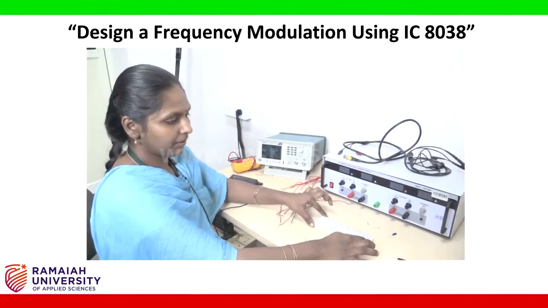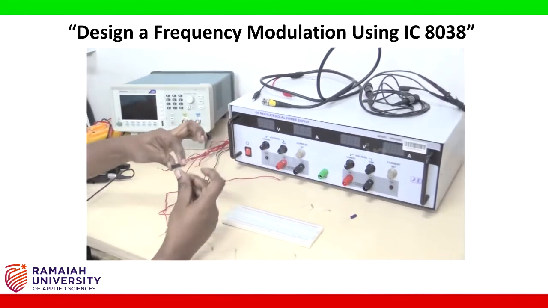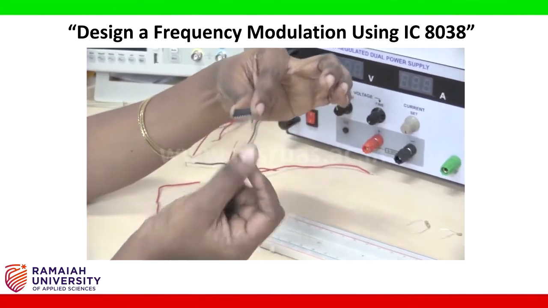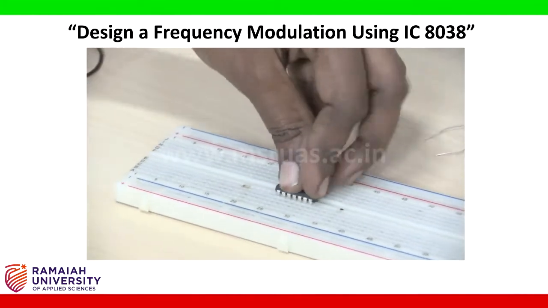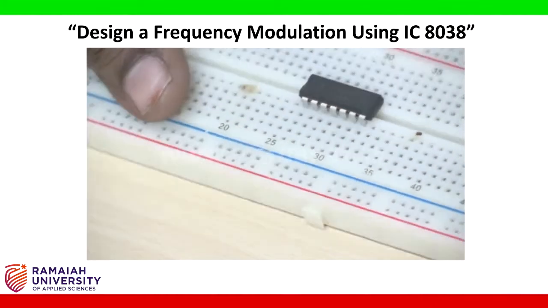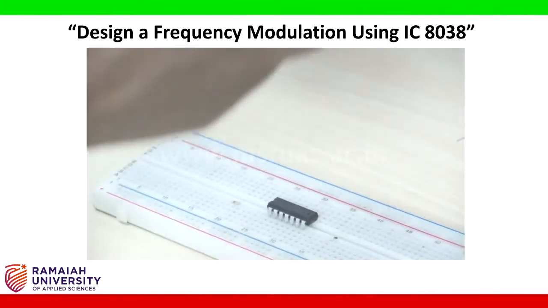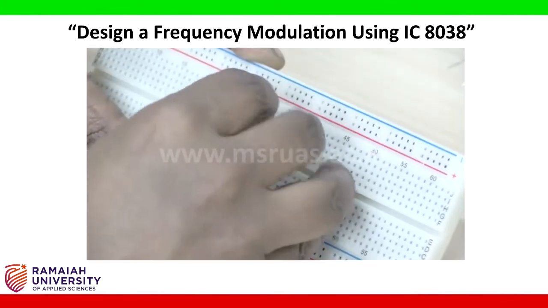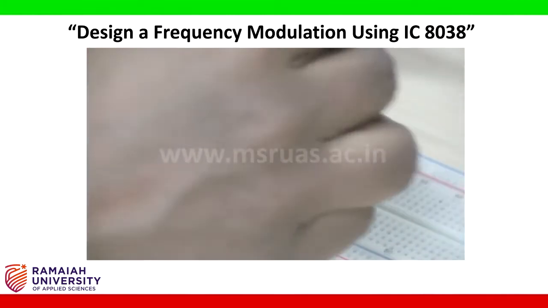First, take a breadboard. Take IC 8038 and place it such that the notch is to your left side, the bottom row is on the bottom side of the breadboard, and the top row is at the top of the breadboard. Now take one wire and connect pin 7 to pin 8. Pin 7 to pin 8.